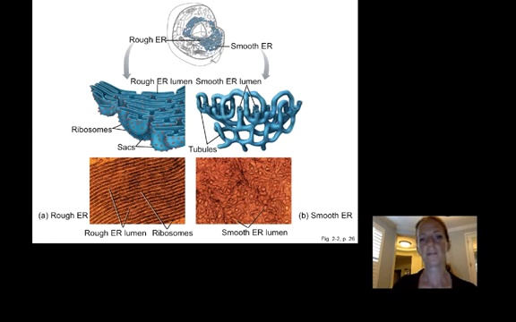So here are pictures of rough versus smooth ER. Rough ER is over here on the left, which has the ribosomes on it. Smooth ER is over here on the right, which has no ribosomes. Both are long membrane-bound networks in which molecules can be synthesized and transported.